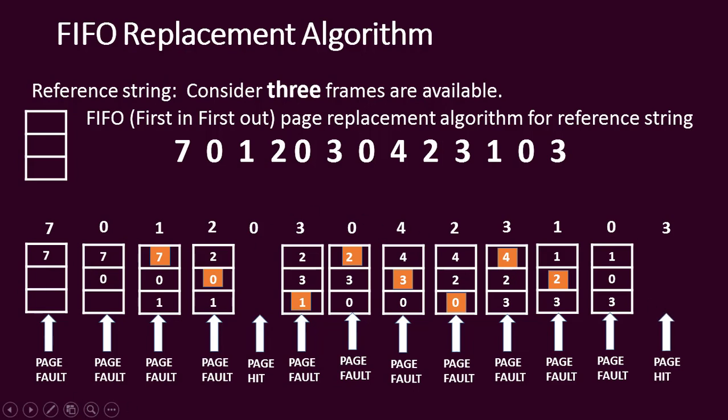So in this FIFO algorithm, if we go on calculating the page faults, it comes out to be 1, 2, 3, 4, 5, 6, 7, 8, 9, 10, 11. So page faults are 11 and page hits are 2. From these page faults and page hits, we can easily say that the FIFO algorithm is not a very efficient algorithm, as the number of page faults occurring is high.